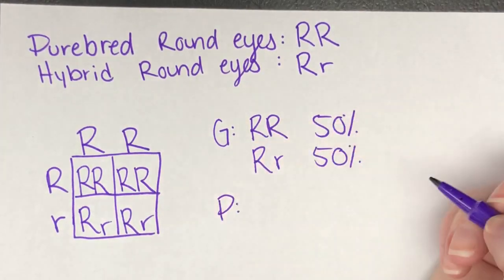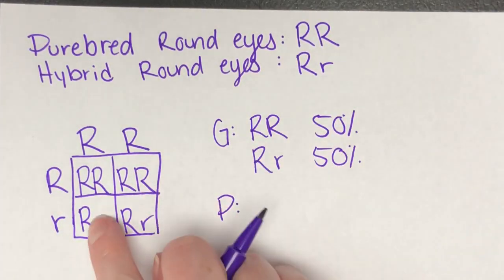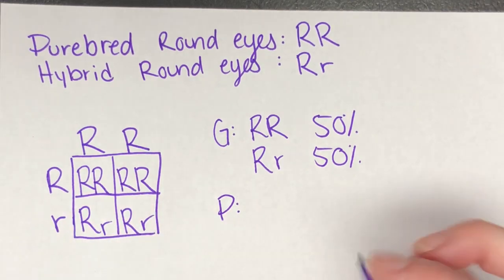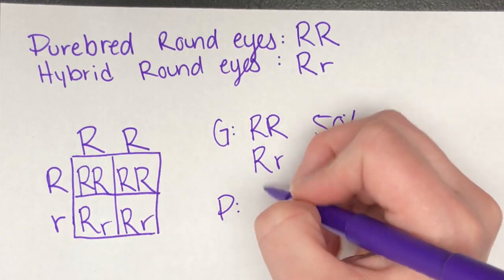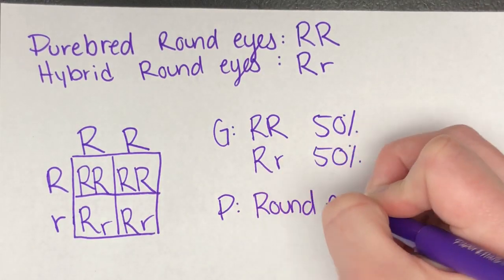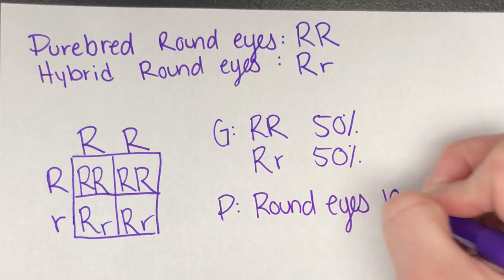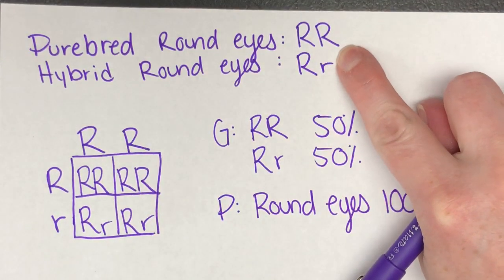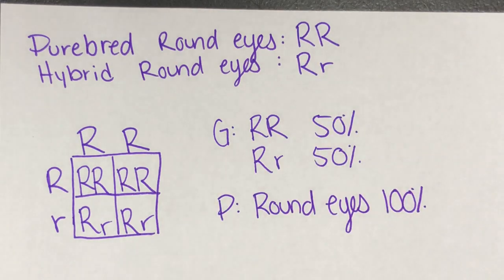Okay, our possible phenotypes. Notice, because there is a big R present in all of these boxes, it will be round eyes 100%. So given these 2 parents, we have a 100% chance of offspring with round eyes.